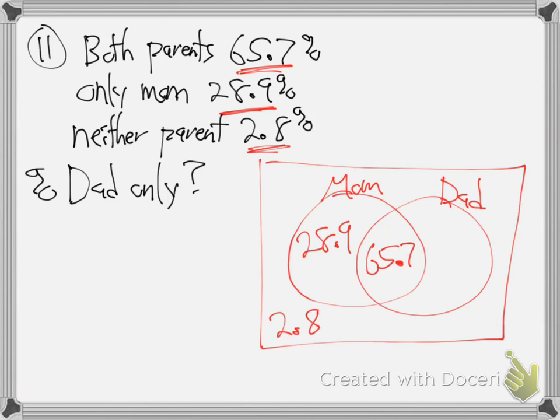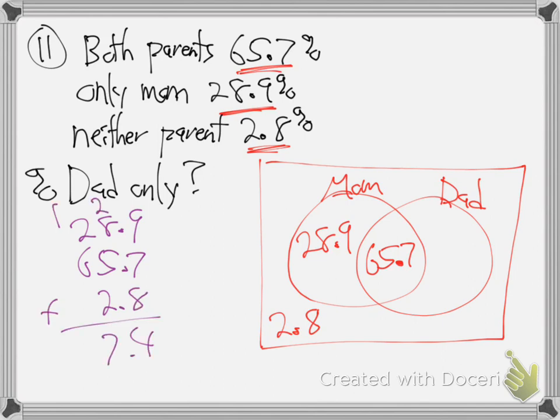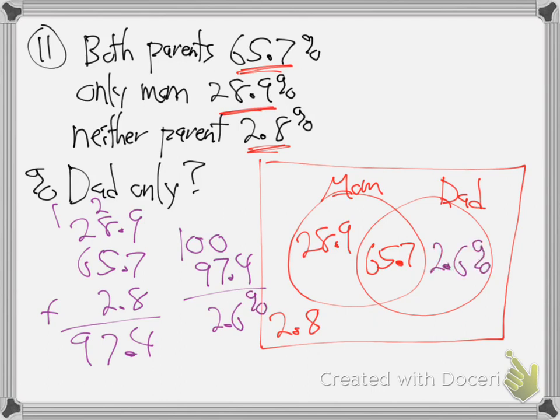And so how do we find the dad only? Add them up and subtract. So 28.9, 65.7, 2.8, that's 97.4. Subtract from 100, because 100 percent is everything. So this must be 2.6%. That's the answer to the question: how many live with dad only? 2.6%. I just subtracted from 100% because that's everybody.